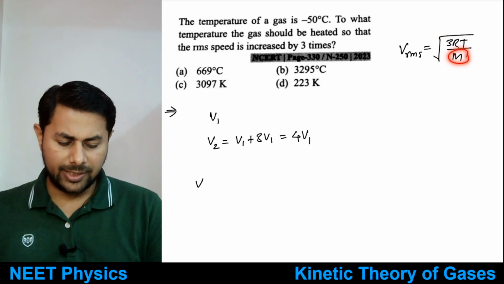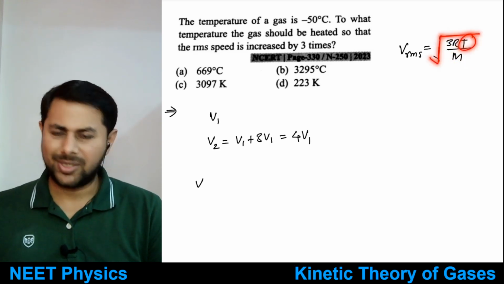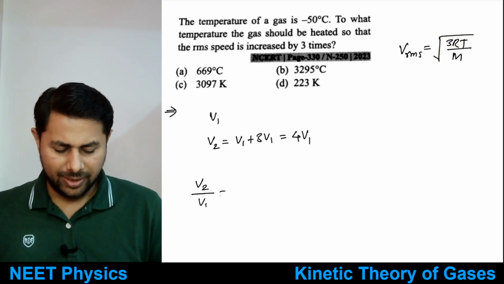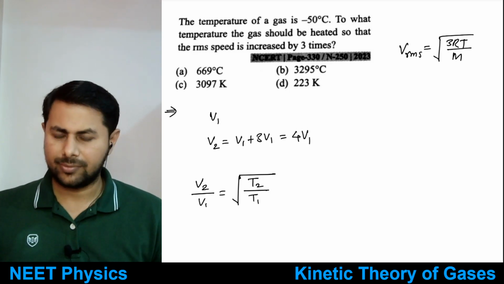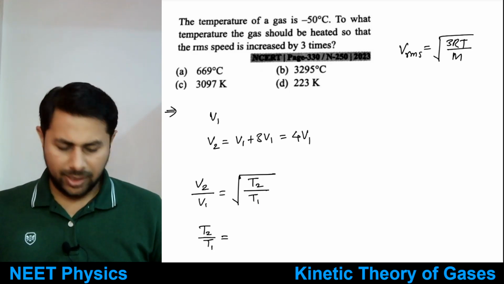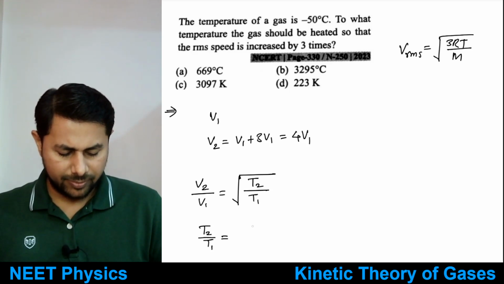So if M is the same and R is anyway the same, it is directly proportional to the square root of T. Therefore you can say V2 by V1 is equal to the square root of T2 by T1, or T2 by T1 is equal to, just take the square on both sides, (V2 by V1) square.